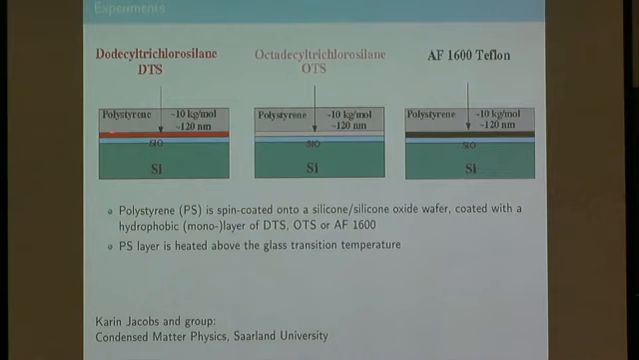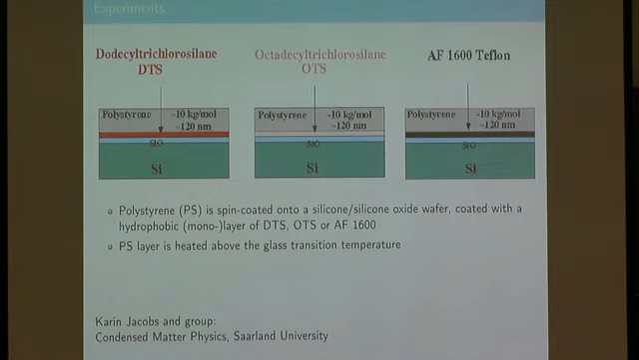So you have a monolayer, which I will call DTS. Another monolayer is here, OTS. These are different lengths of the same type of polymer, and also a nanometer layer of Teflon. And on top of it, they put about a 100 nanometer thick layer of polystyrene. They have spin coated before, and then some procedure on how to put this onto the substrate. And then they heat it above the glass transition temperature.